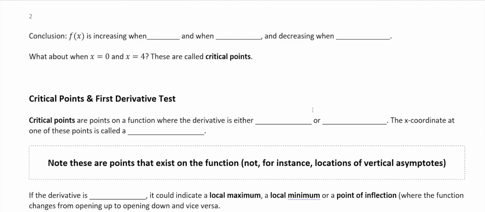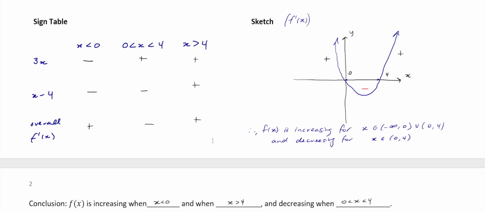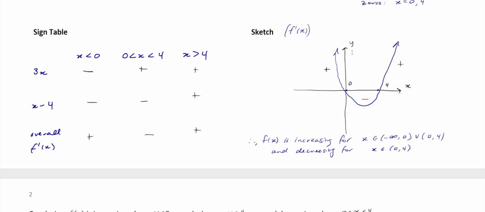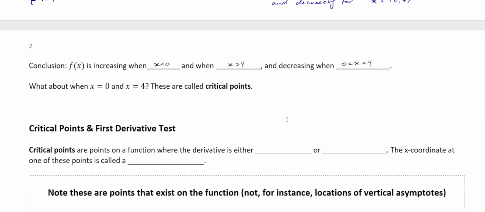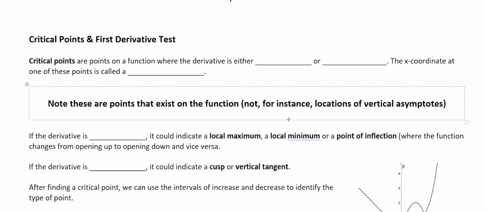Okay, and so we actually literally just wrote this conclusion out on the next page. So when x is less than 0 and when x is greater than 4, our function's increasing, and it's decreasing between 0 and 4. And again, that is all done by looking at the sign of the first derivative, or sketching the first derivative and finding when the first derivative sketch is positive and when it is negative. Both methods are acceptable. What about at x is equal to 0 and x is equal to 4? Well, these are called critical points. So we now move on to the critical points and first derivative test portion of this lesson.